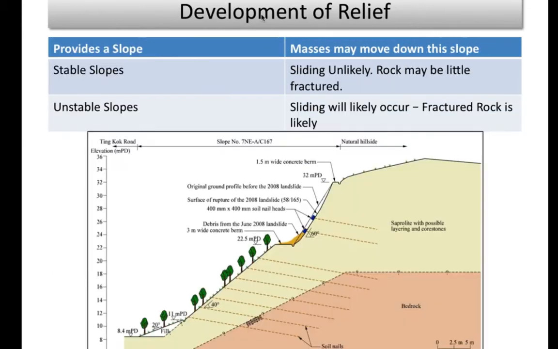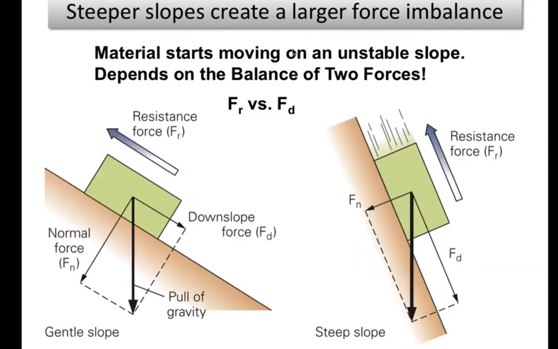How do we develop this relief, right? Obviously through erosion, but in some cases it could be caused by trying to put a road on an already steep slope. Here we have a slope that already has a pretty steep gradient, and now we want to put a road on this face, and we're going to have to make the slope above actually steeper than it was down below. So oversteepening the slope can lead to landslides, right? So steeper slopes create a larger force imbalance.